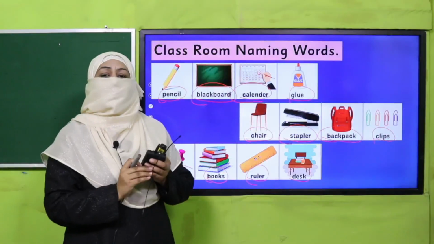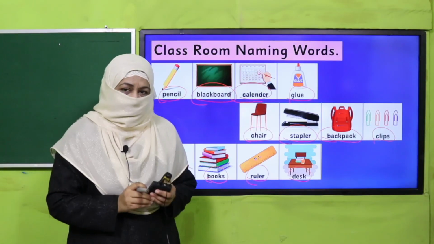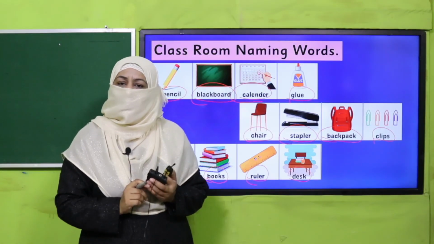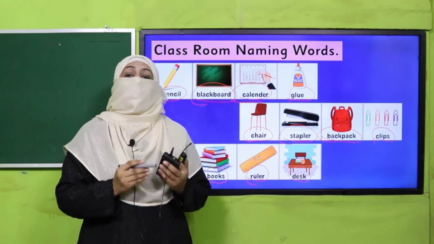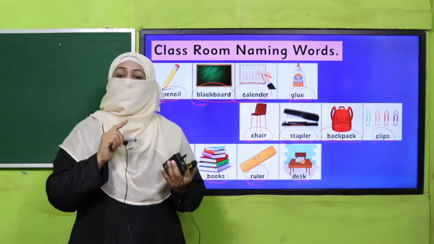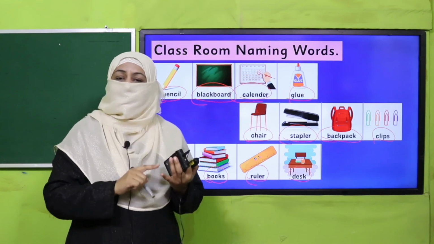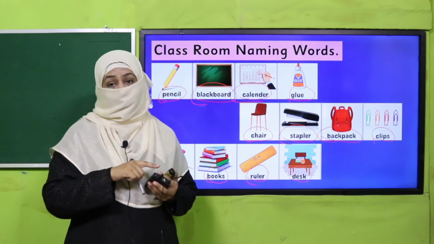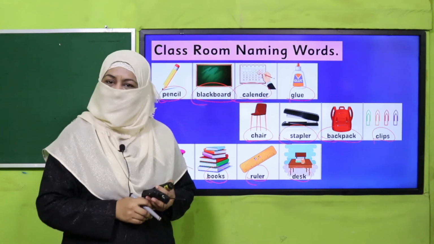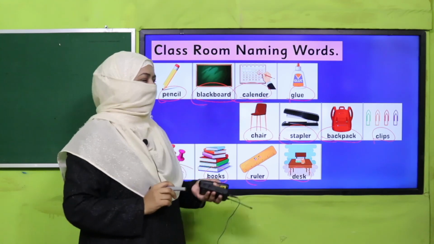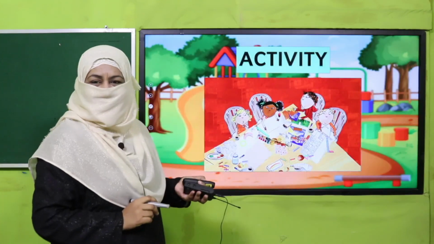So this is how, beta, what we have learned so far: wherever you are, your surrounding is your immediate environment, and whatever is around you, whatever you can see, hold, touch, or feel has a name that is called a naming word. So, are you clear with the concept? All right, let's practice it through an activity.